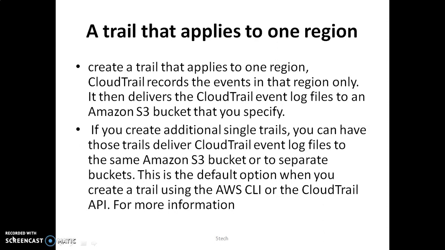Second, a trail that applies to one region. Earlier we spoke about multi-region; here we talk about a single region. When you create a trail that applies to one region, CloudTrail records the events in that region only. It then delivers the event logs to an Amazon S3 bucket that you specify. If you create additional single-region trails, you can have those trails deliver CloudTrail event log files to the same S3 bucket or to a separate bucket. If you want a separate bucket, that's a different thing. If you want, you can have a single bucket too. This is the default option when you create a trail using the AWS CLI or the CloudTrail API.